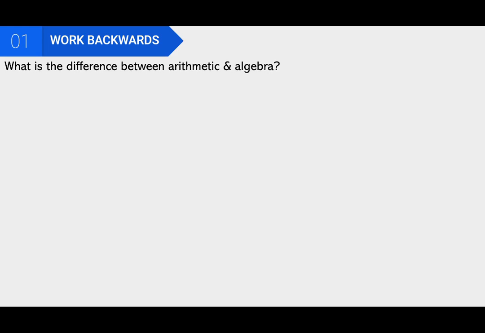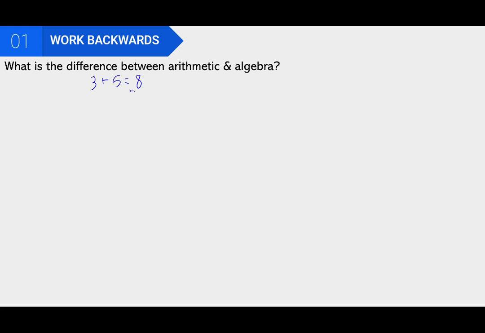First, a question. What to you is the difference between arithmetic and algebra? Go ahead and pause the video and think about it. Welcome back. Oftentimes, I'll hear students say, well, algebra's got the letters in it. But why does it have the letters? Let's consider an arithmetic equation. Say 3 plus 5 equals 8.